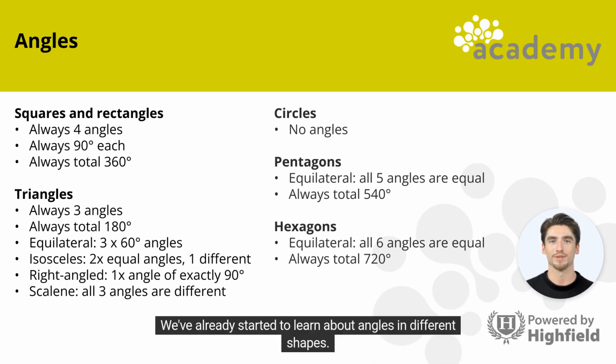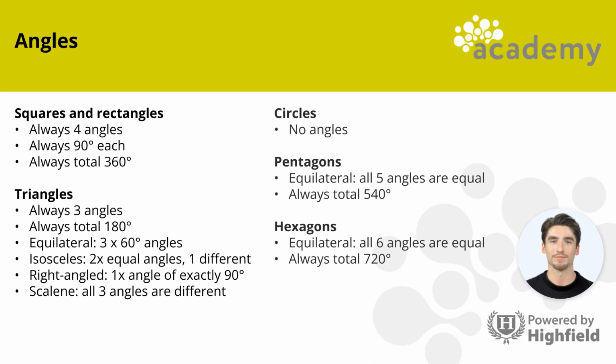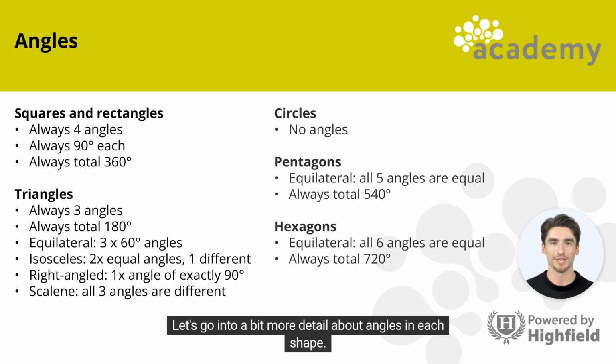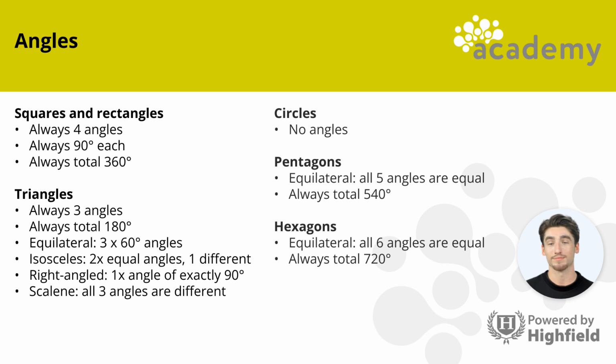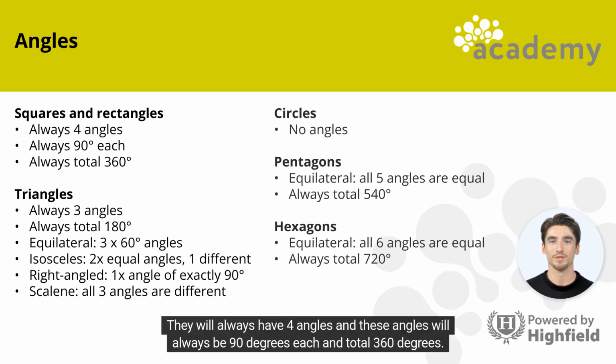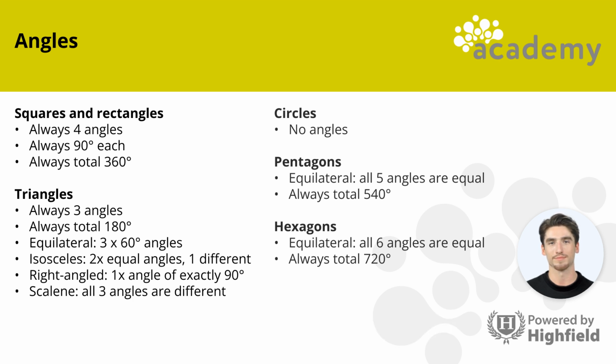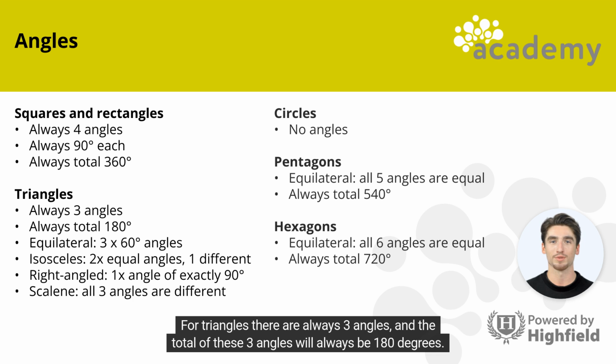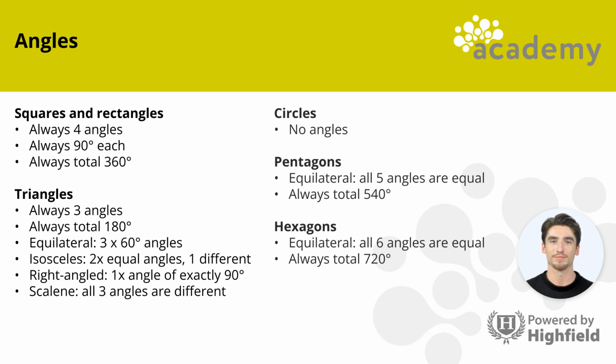We've already started to learn about angles in different shapes. Let's go into a bit more detail about angles in each shape. The key facts for squares and rectangles are the same. They will always have 4 angles, and these angles will always be 90 degrees each and total 360 degrees. For triangles, there are always 3 angles, and the total of these 3 angles will always be 180 degrees.